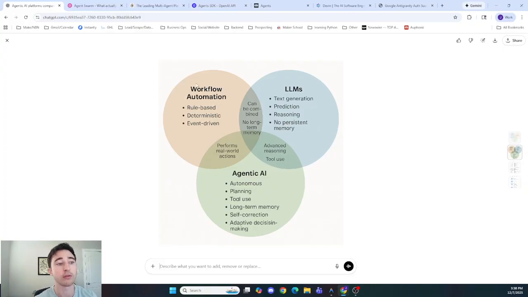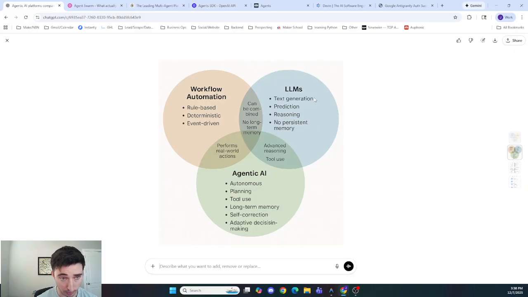So starting off with workflow automations. One, it's rule-based, it's deterministic, and it's event-driven. So of course, with these workflows, we kind of just set a standard of rules. We determine the results we want from those rules, and then we make those rules happen on specific events. And so that's what the workflow does.